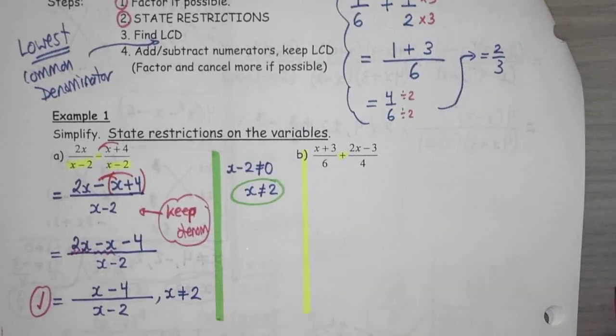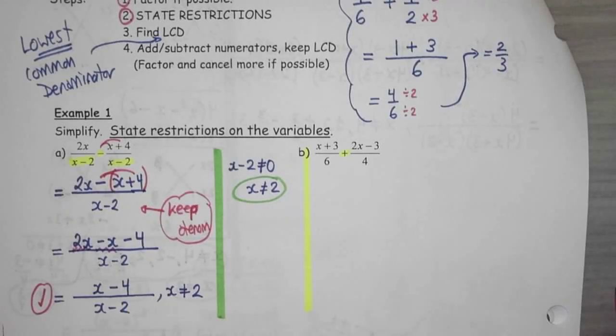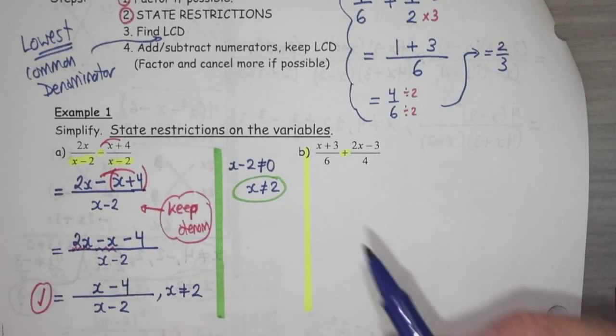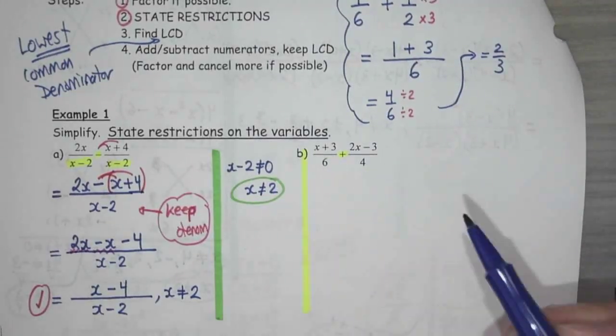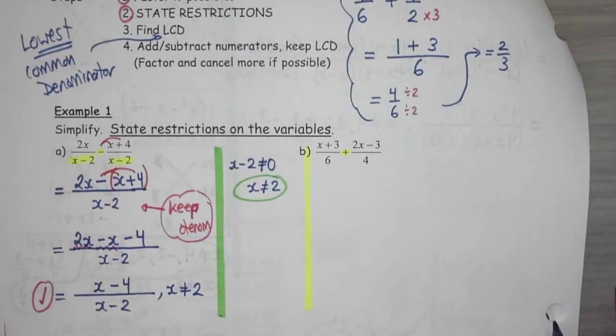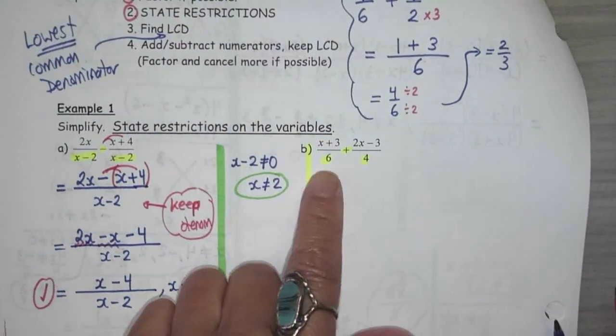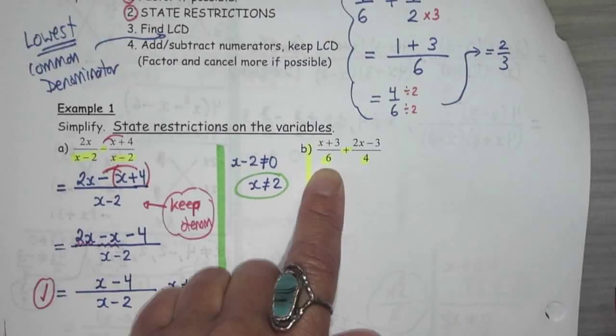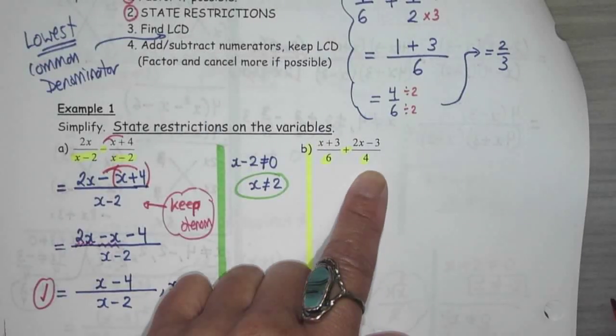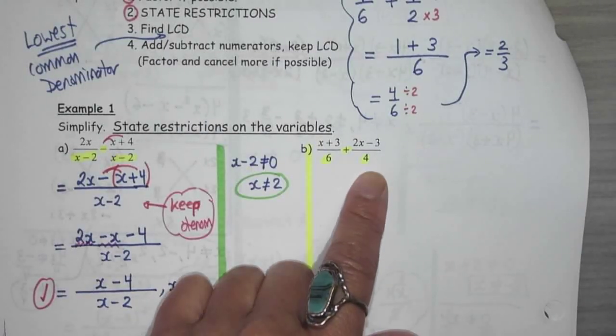Factor first. Step 1 is factor. Can I factor anything? Nothing, right? So I can't factor anything here, top, bottom, nothing, nothing. So then restrictions. Restrictions are from the denominator. Can you restrict to 6? No variable. Can you restrict to 4? No variable. So no restriction.